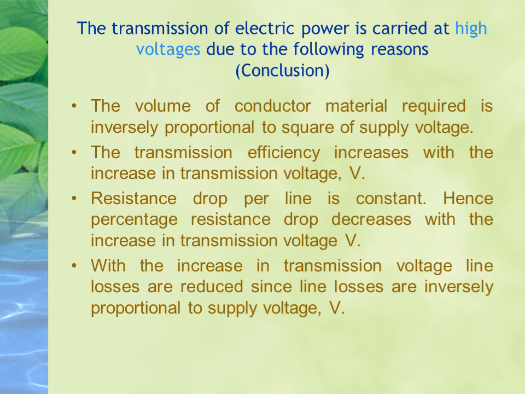So we are going to summarize why we have chosen high voltage for electrical power transmission. If you are increasing the voltage, automatically the volume of the conductor required will be reduced, as the volume of the conductor is inversely proportional to the square of the supply voltage. Then the transmission efficiency increases with the increase in the supply voltage. Then the line drop also decreases with the increase in supply voltage, and the transmission losses also decrease with the increase in supply voltage, as they are inversely related.